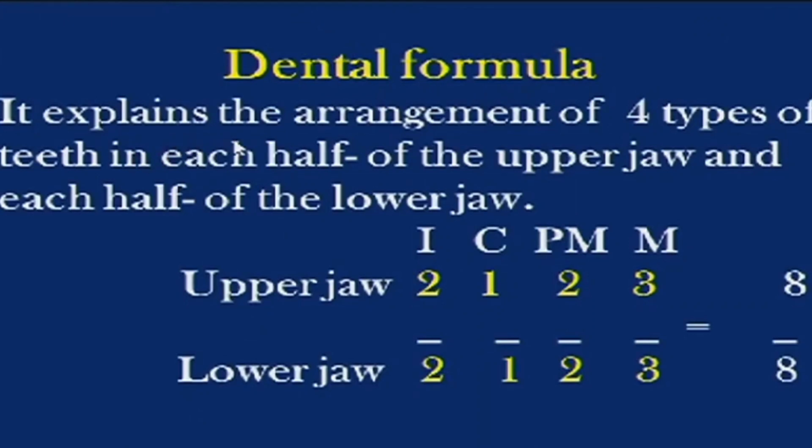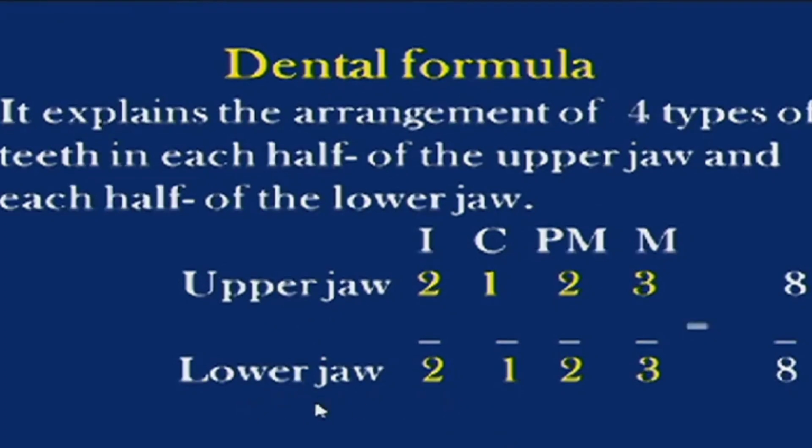Dental formula explains the arrangement of four types of teeth in each half of the upper jaw and each half of the lower jaw. So, I represents incisors, C represents canines, PM represents premolars, M represents molars. The numerator values indicate the arrangement of teeth in the upper jaw and the denominator values indicate the arrangement of teeth in the lower jaw.